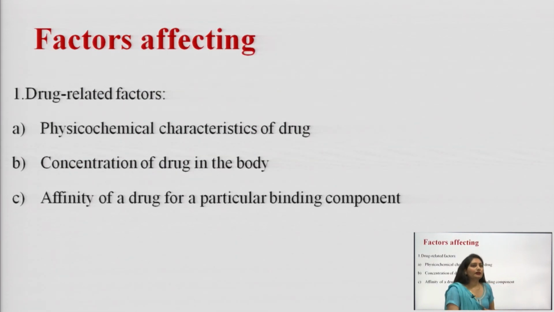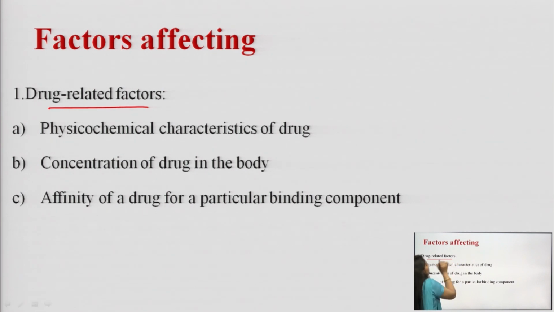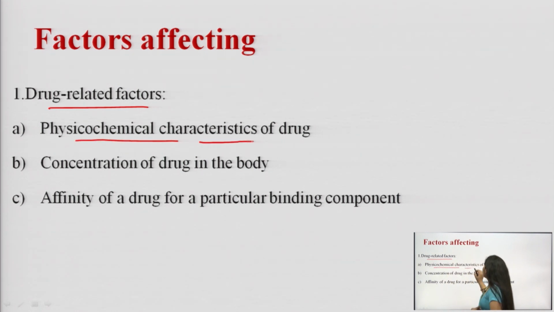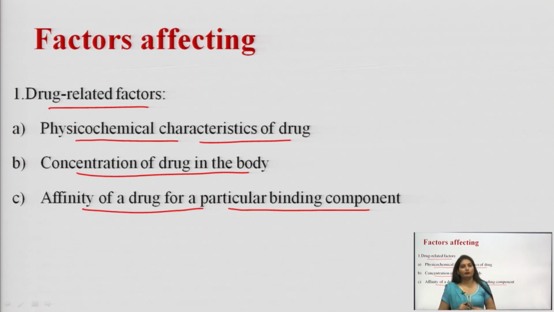Now, the factors affecting protein drug binding. The factors affecting protein drug binding include, first, drug related factors. The drug related factors will include the properties of the drug, the amount or quantity of the drug, or the affinity of the drug. So, drug related factors include physico-chemical characteristics of the drug, second is concentration of the drug in the body, third one is the affinity of a drug for a particular binding component.